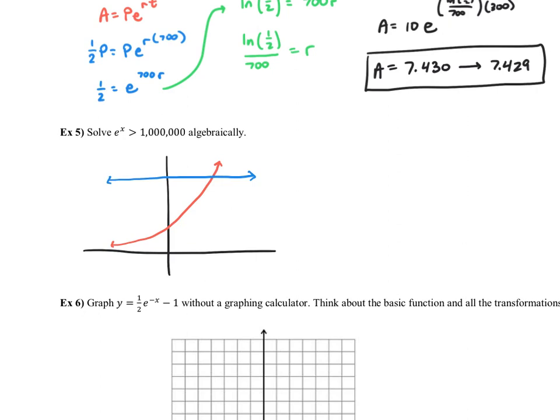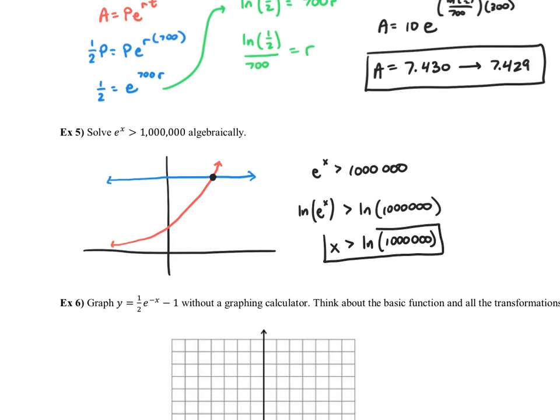And so if we think about this algebraically, we're looking for when these two graphs intersect, what this point of intersection is. And so we're essentially looking at e to the x greater than 1 million. And if we were to use logarithms, if we were to take the natural log of both sides, the natural log of e to the x is simply x, and so the natural log of 1 million would be our final answer there. So x greater than that is what we're looking for, and that's just a simple algebraic solution versus having to go after it on the calculator.